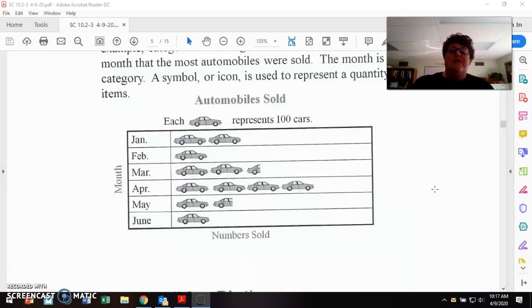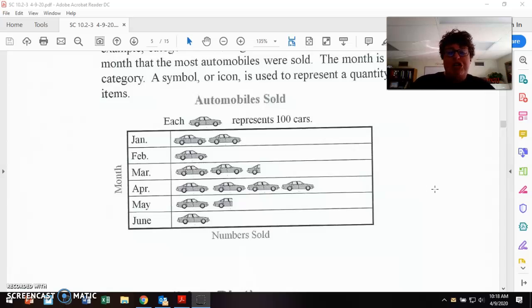A couple of things about a graph in general. Number 1, it must have a title. Number 2, the axes of the graph, what's happening on the up and down and what's happening on the bottom, must be labeled. This one has months and numbers sold. The last thing is it must have a legend, a symbol that shows you what each piece means.